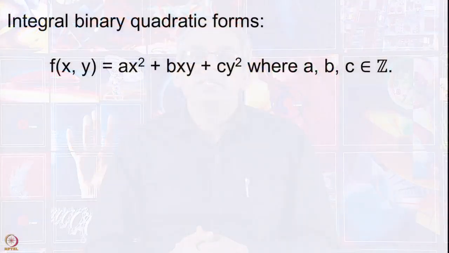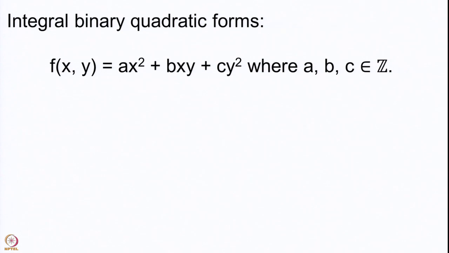But where do the coefficients a, b, c come from? So, you have a form a x square plus b x y plus c y square. Where do the a, b, c come from? They come from integers. Therefore, these are what are called integral binary quadratic forms. We saw this definition in our last lecture. So, here a, b, c are integers.